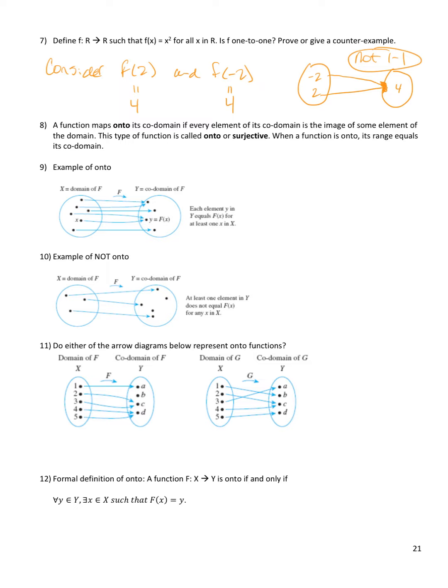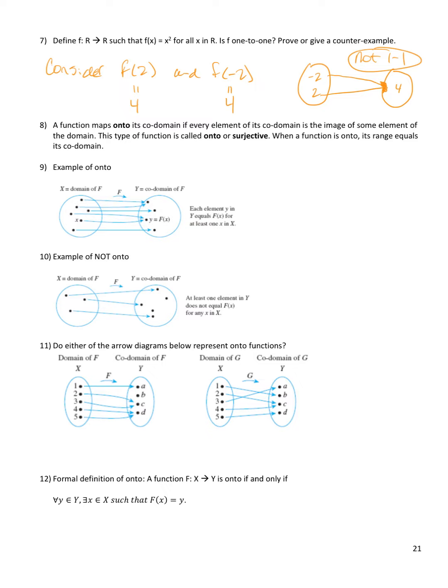So here's an example of onto. I have 4 elements in the codomain. They all have arrows being drawn to them, right? So the function f maps onto its codomain. Every element in Y equals f of x for at least one x in X. Now here's an example that's not onto. I have a couple of lonely dots here in the codomain that are not images of anything from the domain. There are no arrows drawn to them. So this function f is not onto.